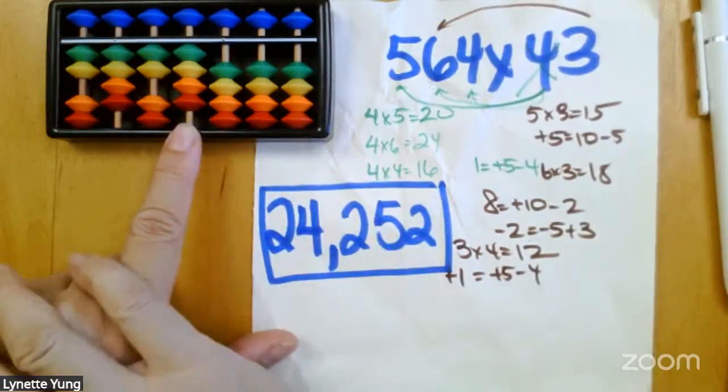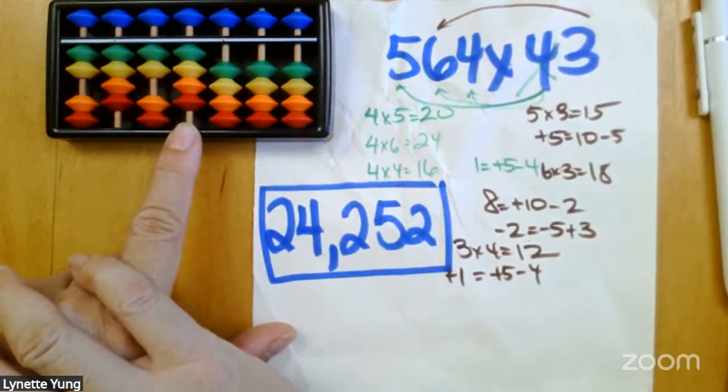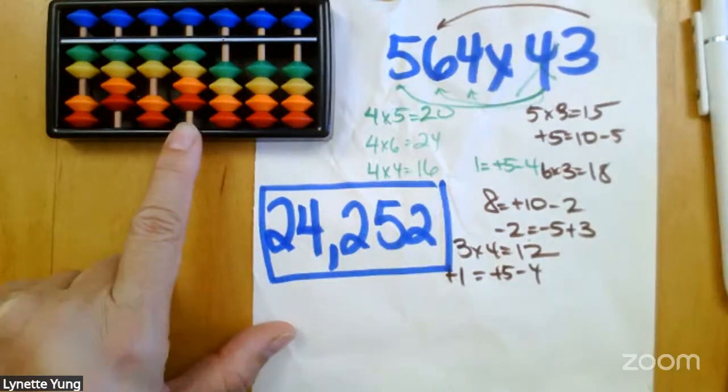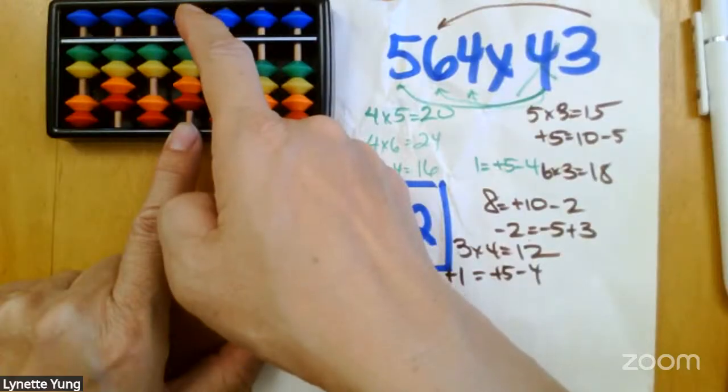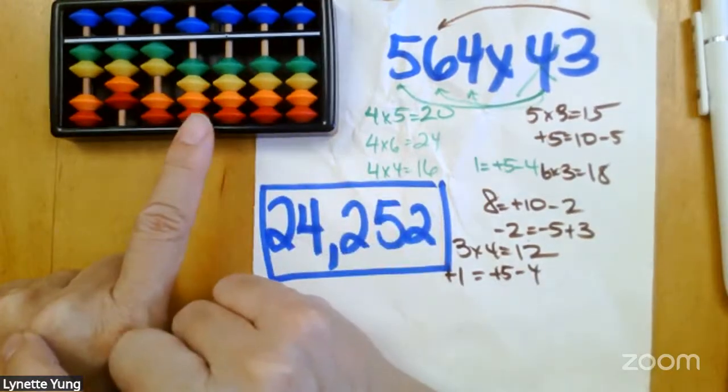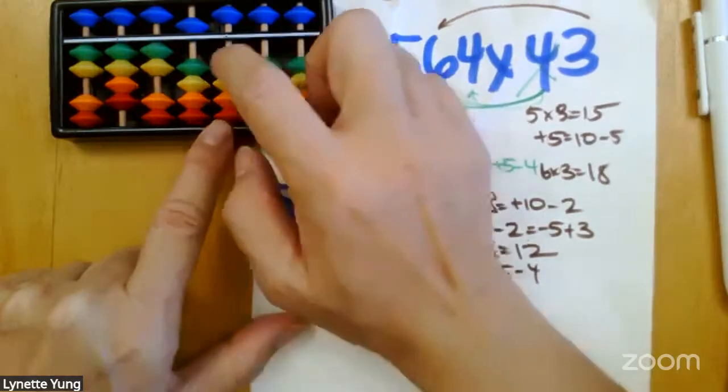Then we want to go 3 times 4, which is 12. Plus the 1, plus the 2. Plus the 1 is plus the 5, minus the 4, and then you have plus the 2. Yep.